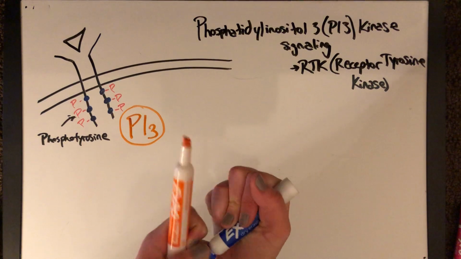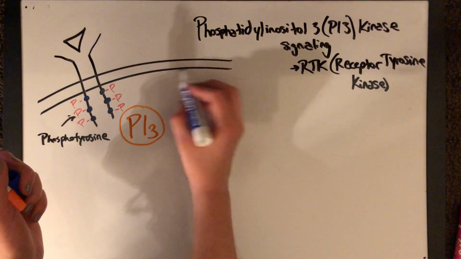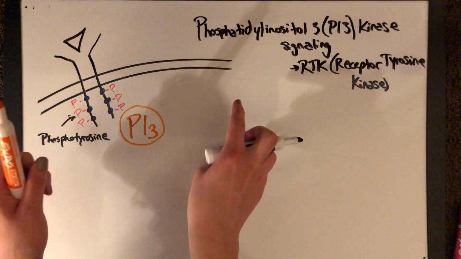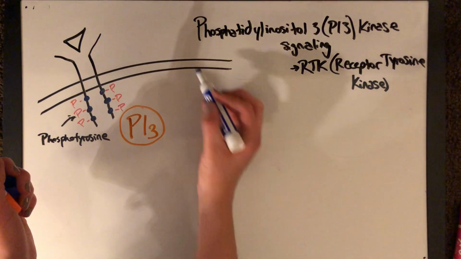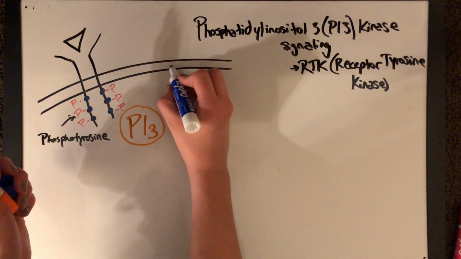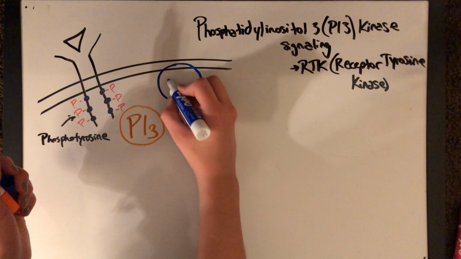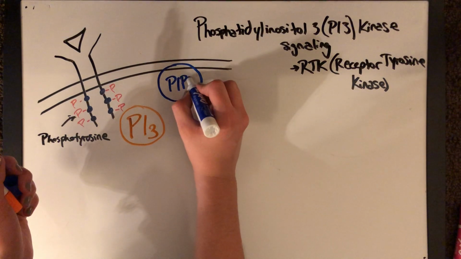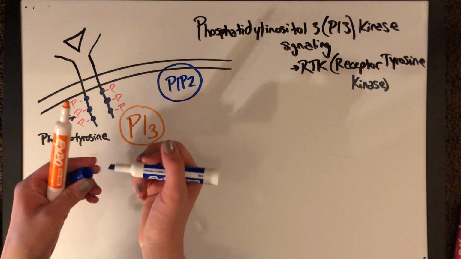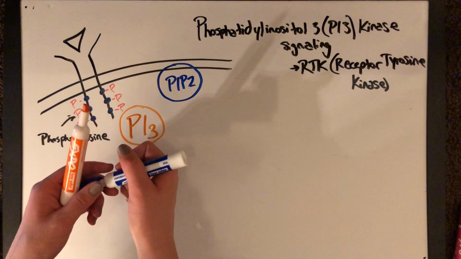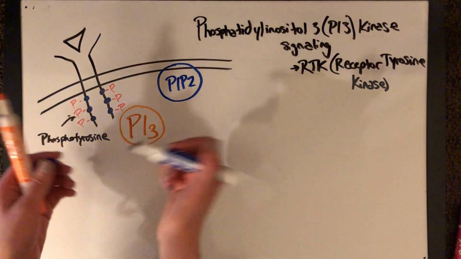phosphorylate something. So over here in the membrane, the reason why I drew two layers of the membrane, in the inner leaflet of the membrane, we've got PIP2, right? So that is our phosphatidylinositol diphosphate.